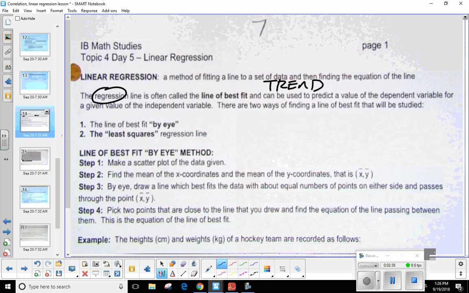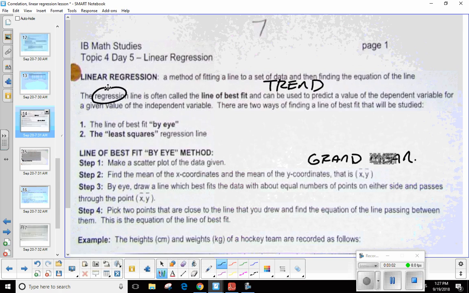Okay, so let's see here. Step 1, make your scatter plot of the data given. And then we want to talk about, would you say it's strong or weak, positive or negative? We could even calculate the Pearson correlation coefficient R if we wanted to. And a lot of these we will. Step 2, find the mean of the x-coordinates and the mean of the y-coordinates. Okay, that is this one right here. This is what we call the grand mean.